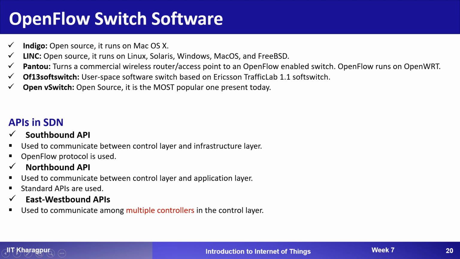Now east and westbound APIs. In order to make communication possible between different controllers, we need some interfaces between them, right? So for this, east westbound APIs can be used. I have told you that we can use one controller or multiple controllers. Depending upon the need, we can have multiple controllers in a network. So in order to make communication possible between those controllers, east westbound APIs can be used.